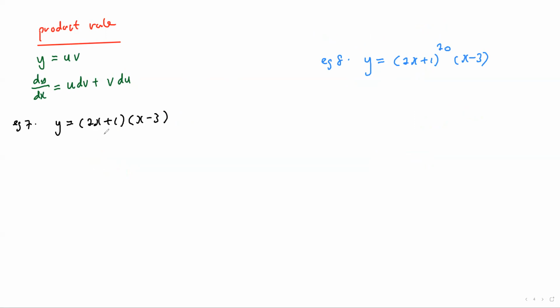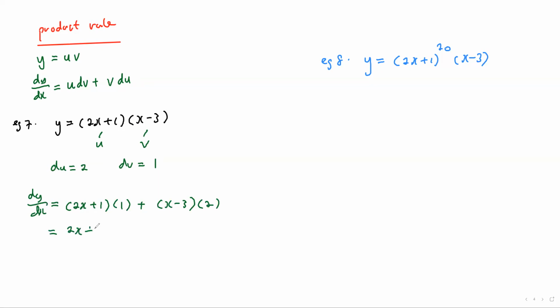Okay, so if you look at this case, normally you could also expand it and just differentiate, right? So that would be pretty simple. But let's say you want to use product rule, I can let this be u and let this be v. Okay, so du/dx is 2, and dv/dx is just 1. So dy/dx is equal to u, which is 2x plus 1, times dv/dx, which is 1, plus v, which is x minus 3, times du/dx, which is 2. Okay, and I can simplify the answer. This is 2x plus 1 plus 2x minus 6. That will give us 4x minus 5.